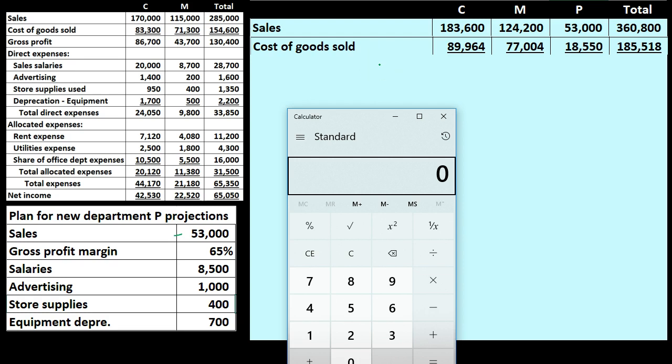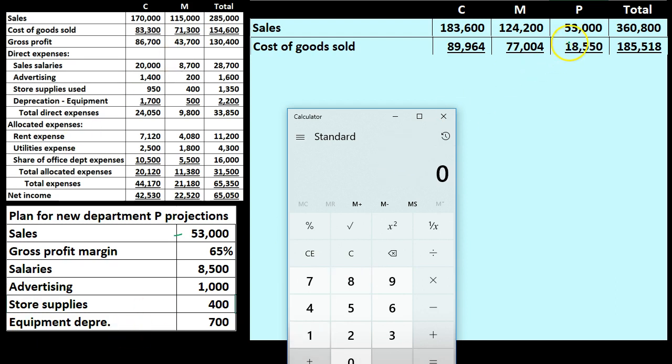So with the cost of goods sold, we've got 83,300 times 1.08. Same process, 89,964. We've got the 71,300 times the 1.08. That gives us the 77.